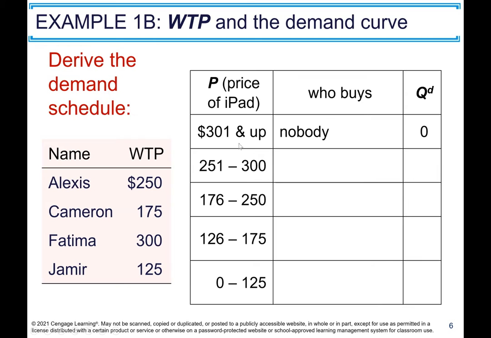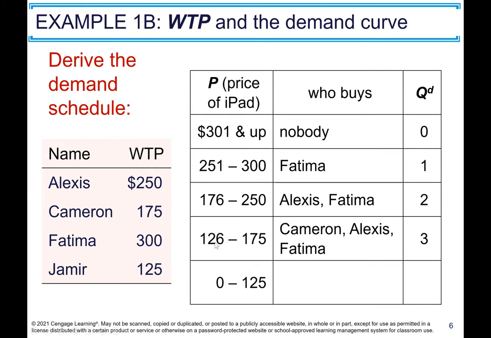If the price of the iPad is $301 and up, nobody will buy it because nobody has that willingness to pay. If the price is between $251 and $300, Fatima will buy, so quantity demanded will be 1, because Fatima's willingness to pay is $300. If the price is between $176 and $250, Alexis and Fatima will buy the iPad, and so quantity demanded will be 2.